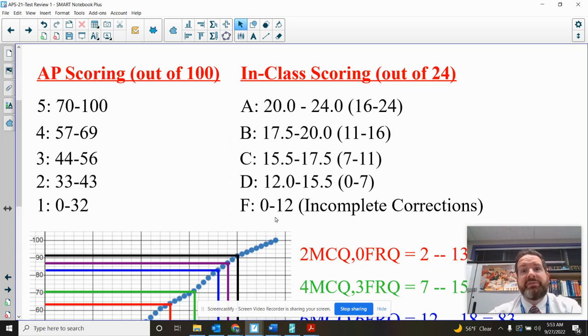So after you have done your corrections. Off in the parentheses, these are the scores you should shoot for the first time through.